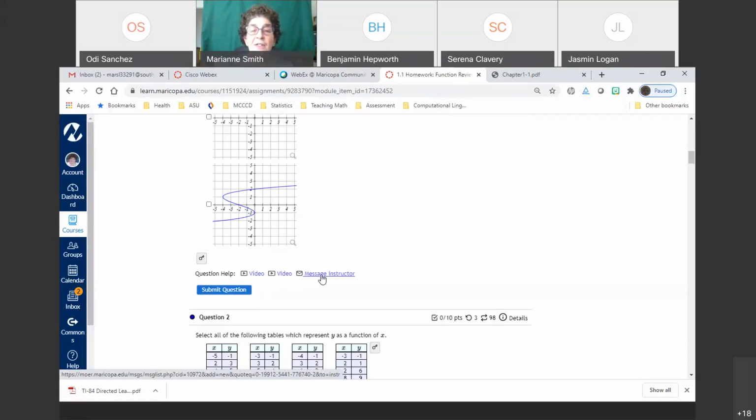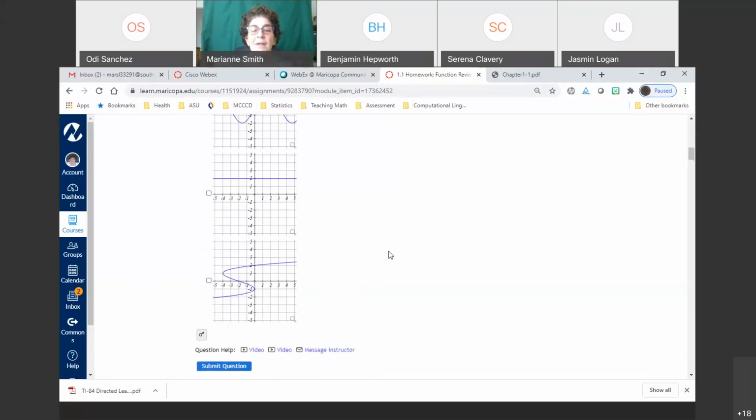It says message instructor. If you try a problem 3 times and you keep getting it wrong, or if you are stuck on it for 15 minutes and you can't make progress, hit this link, okay? And it will send me an email with your problem in it. The reason I need the email from you is because everybody gets different numbers on the problem. That's the way this more homework management system works. It will generate different numbers for each student. So in order for me to see the numbers you're working with, you need to message me, okay?